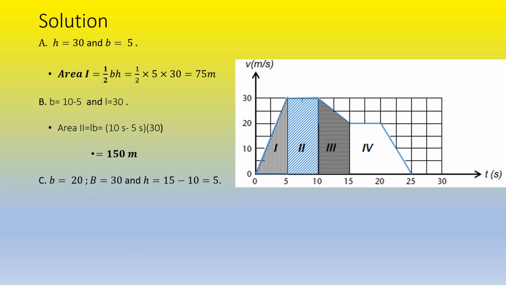C. Short base equals 20, larger base equals 30 and height equals 15 minus 10 equals 5. Area 3 equals 1/2 (short base plus larger base) times height, that is equal to 1/2 times (20 plus 30) times 5, equals 1/2 times 50 times 5 equals 125 meters.